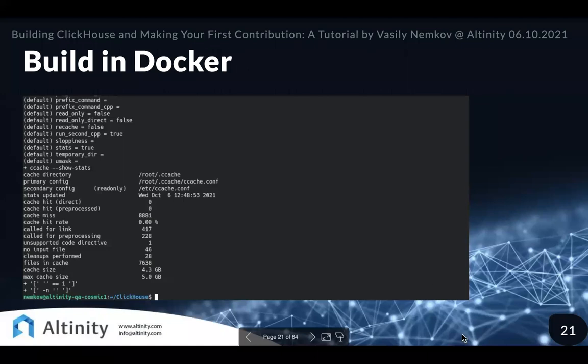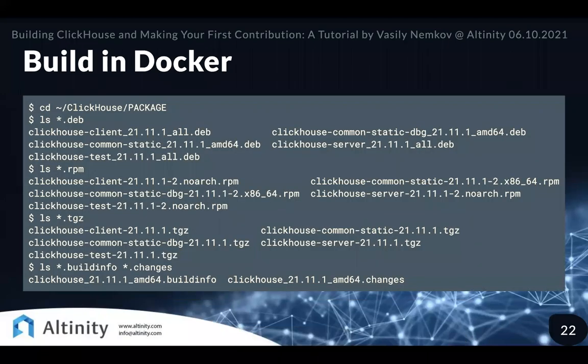Let's go back. So imagine you run the command I gave you previously, and your build succeeded. You end up with a lot of stuff in your package directory. First of all, it's the deb packages. And as you can see, ClickHouse provides several packages. The first and most probably important one is the ClickHouse common static. This is not the biggest one, but the one which has the ClickHouse binary itself. And the ClickHouse client and ClickHouse server packages actually depend on this one.